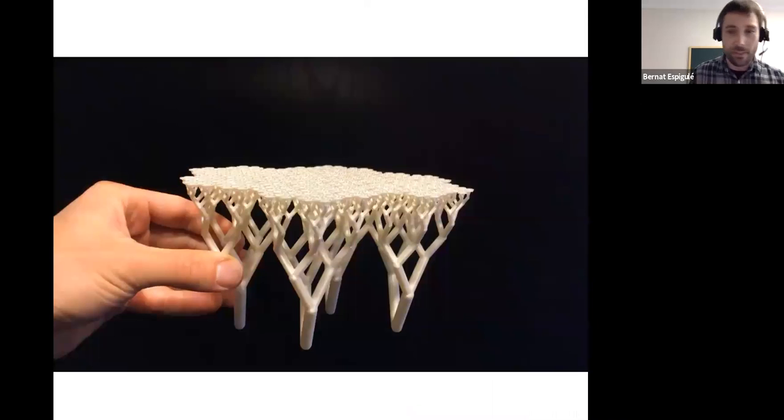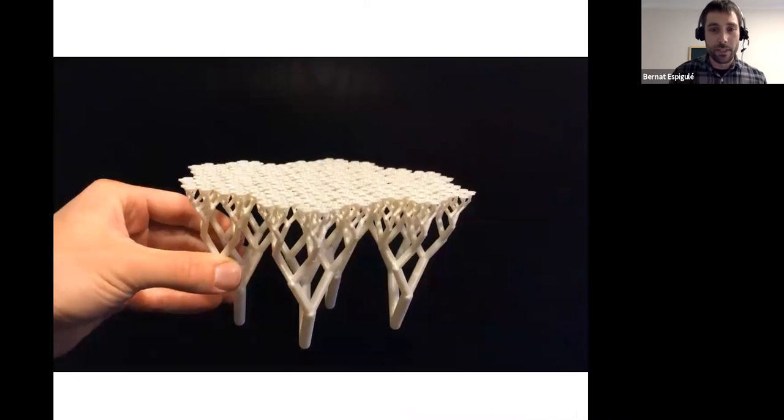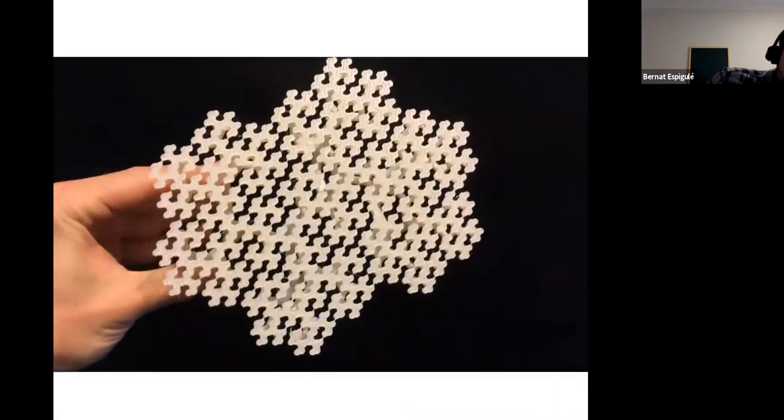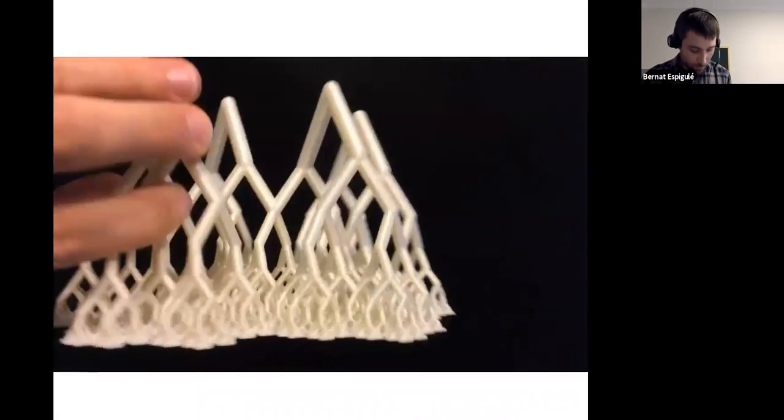And I've also been 3D printing some examples as well, because you can get some insights of these structures.